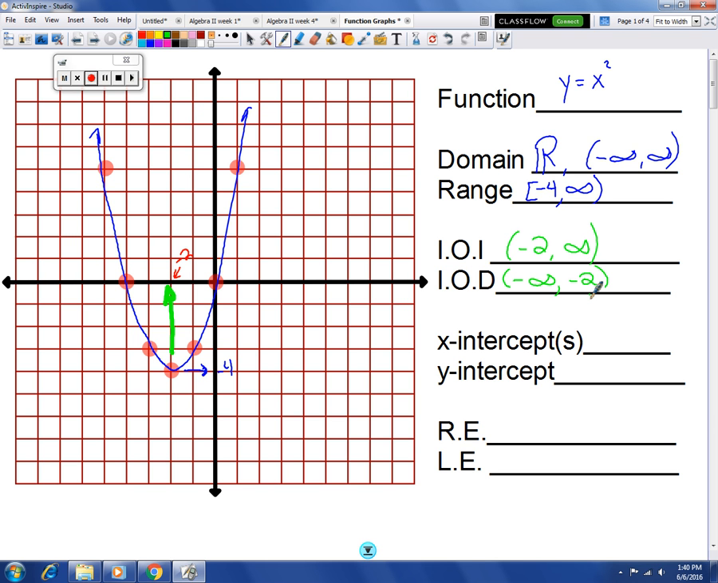X-intercepts: this has 2 in this case. One of them is at negative 4 and the other at x equals 0. The y-intercept is where it crosses the y-axis, at y equals 0. The right-hand behavior: as the graph moves to the right, the y values get higher and higher. As you go to the left, also y values increase.